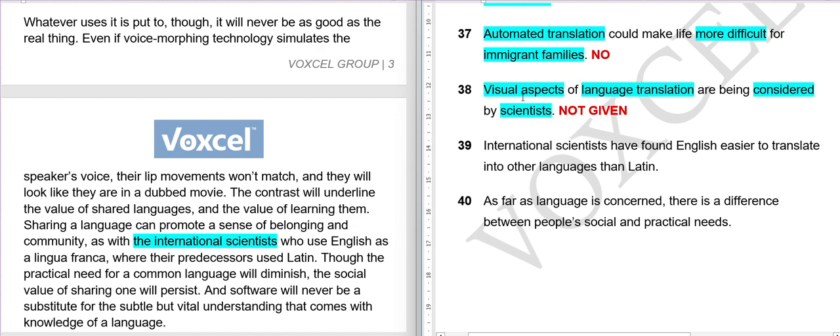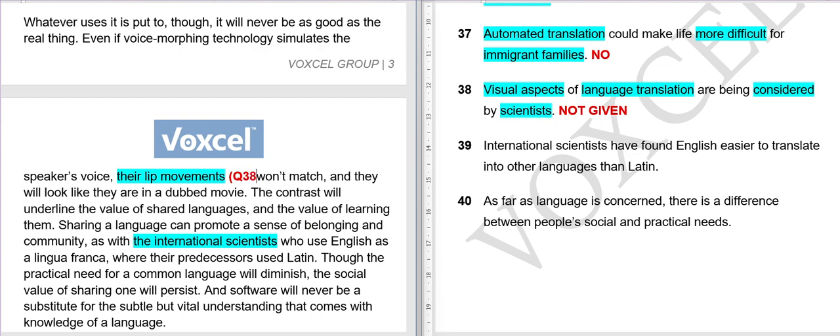Okay, why is it not given? Because where are the visual aspects written? Can you tell me the paraphrasing of visual aspects? Yes, here it is: lip movements. But whether these things are being considered by scientists or not, we do not know about that. That's why this answer will be not given. Clear? Here they're just saying that their lip movements won't match and they will look like they're in a dubbed movie, so the contrast will underline the value of shared languages. But whether scientists are considering this particular aspect or not, we don't know.